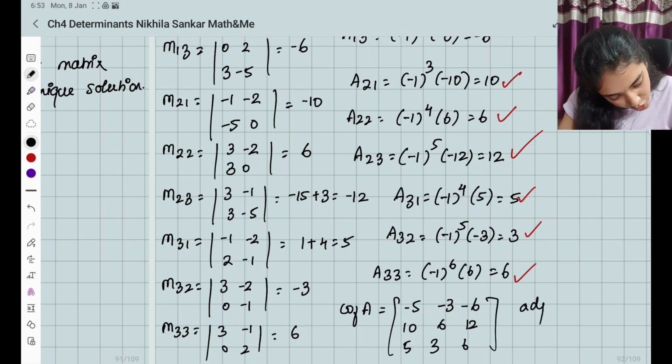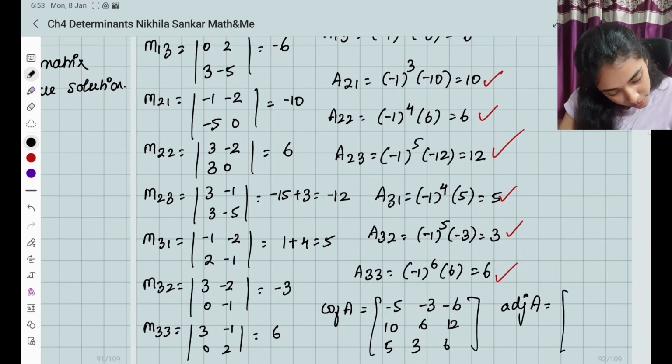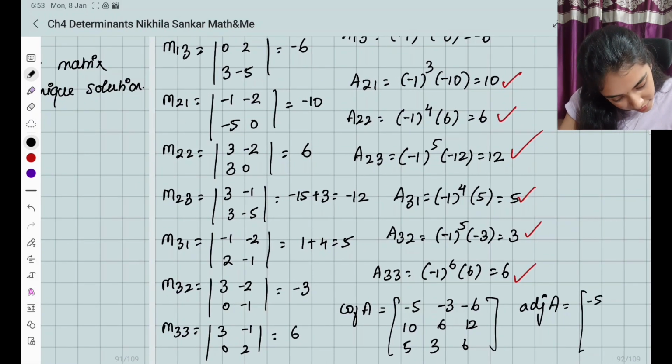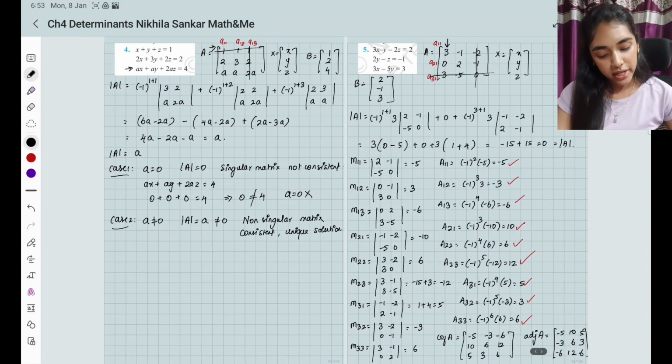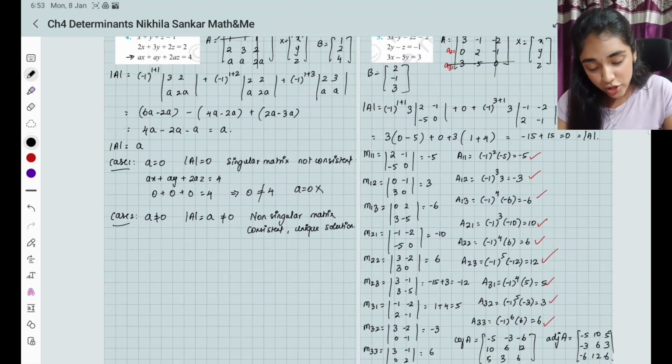So, for the adjoint of A, the rows become the columns. So, you have minus 5, minus 3, minus 6, 10, 6, 12, 5, 3, 6. Okay. So, you found the adjoint A. Now what do we need to find? You need to find adjoint A times B.